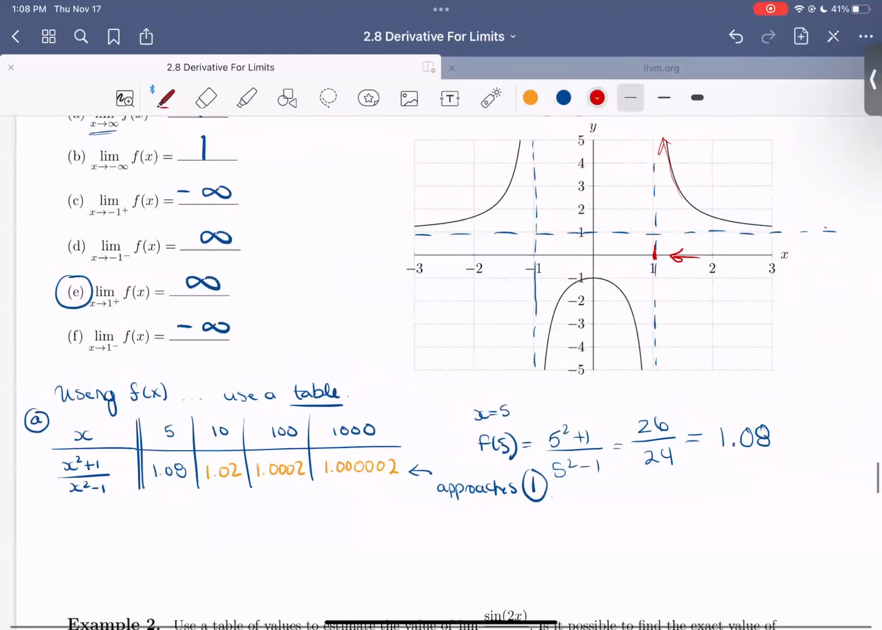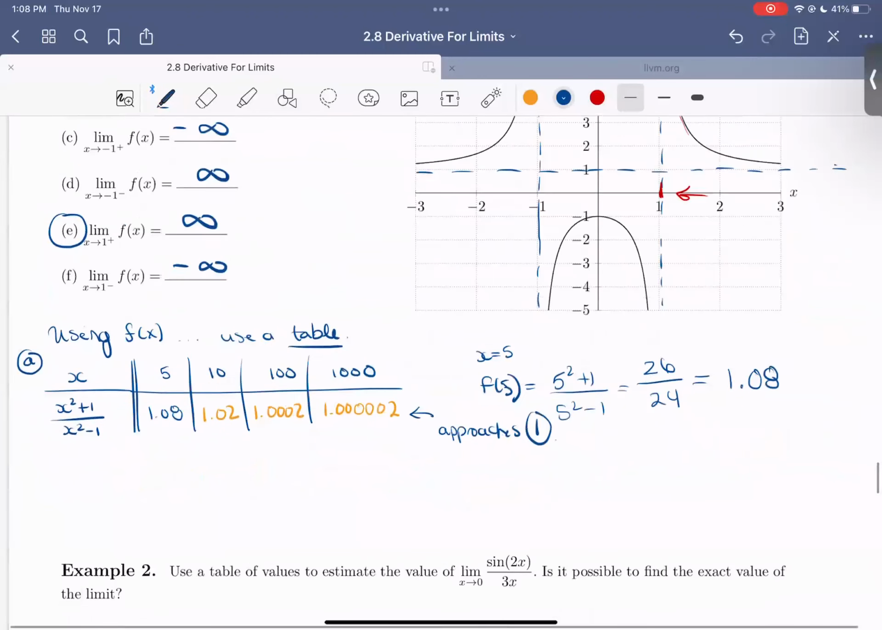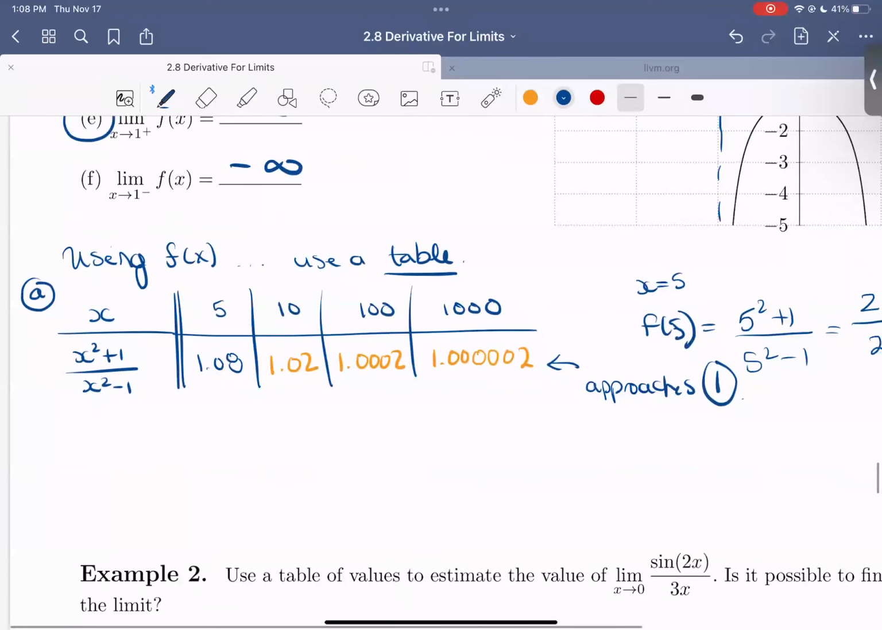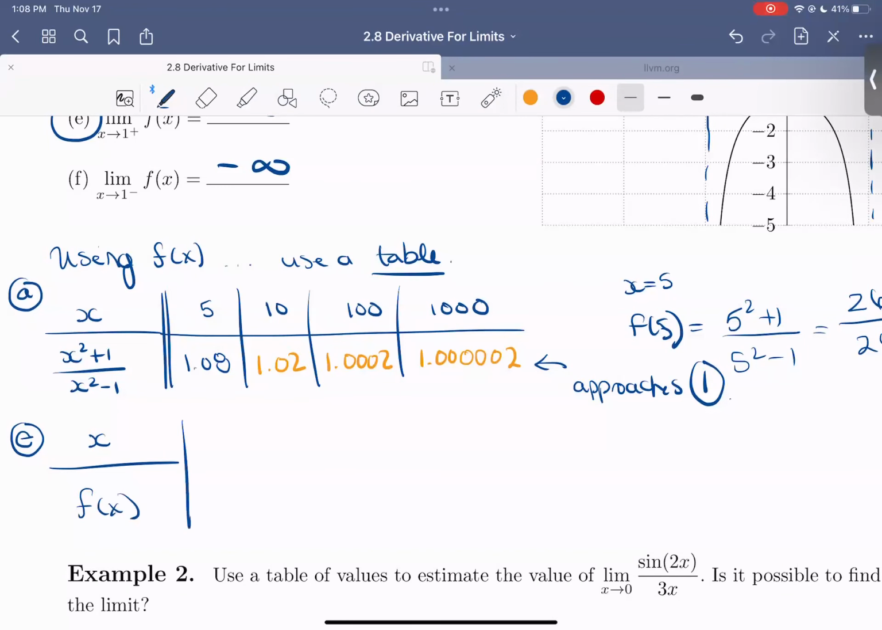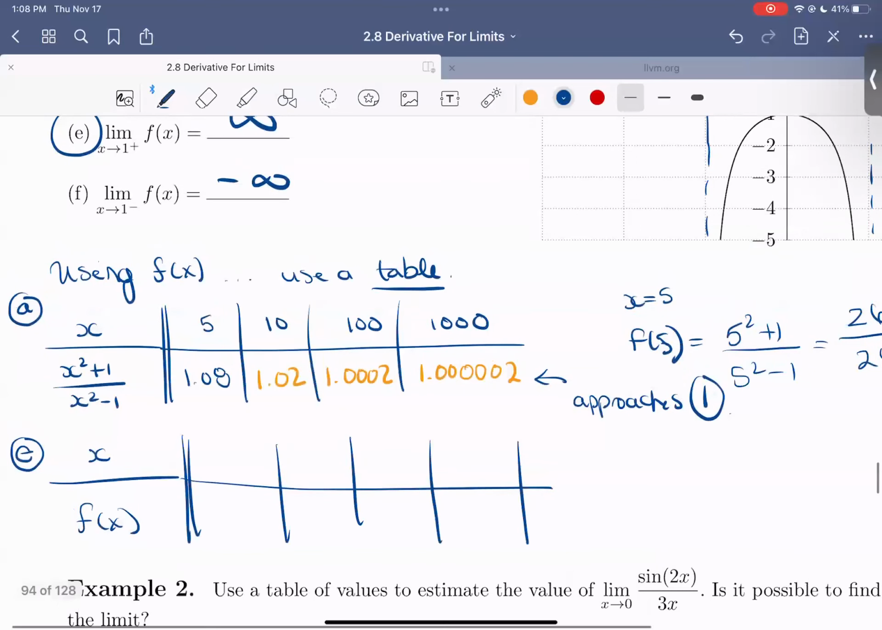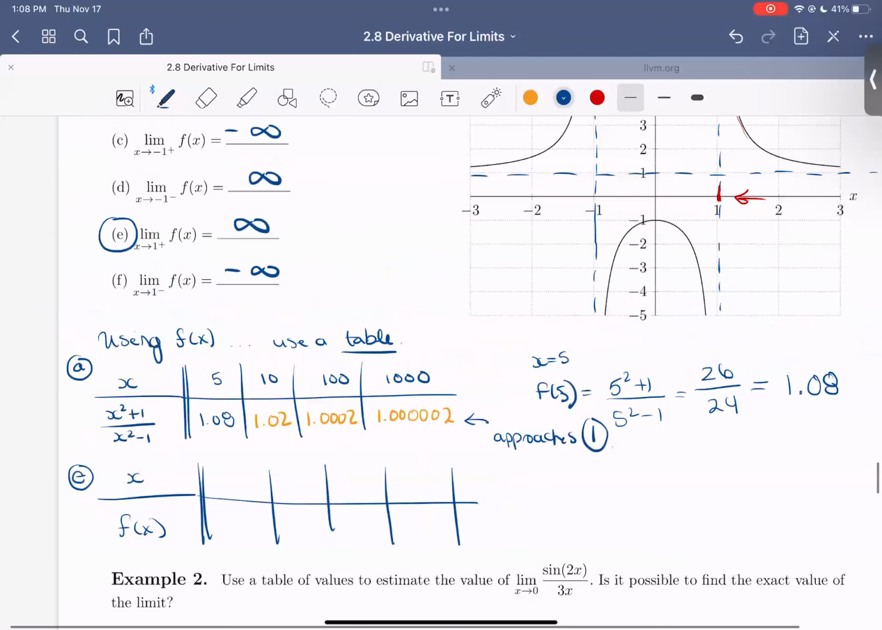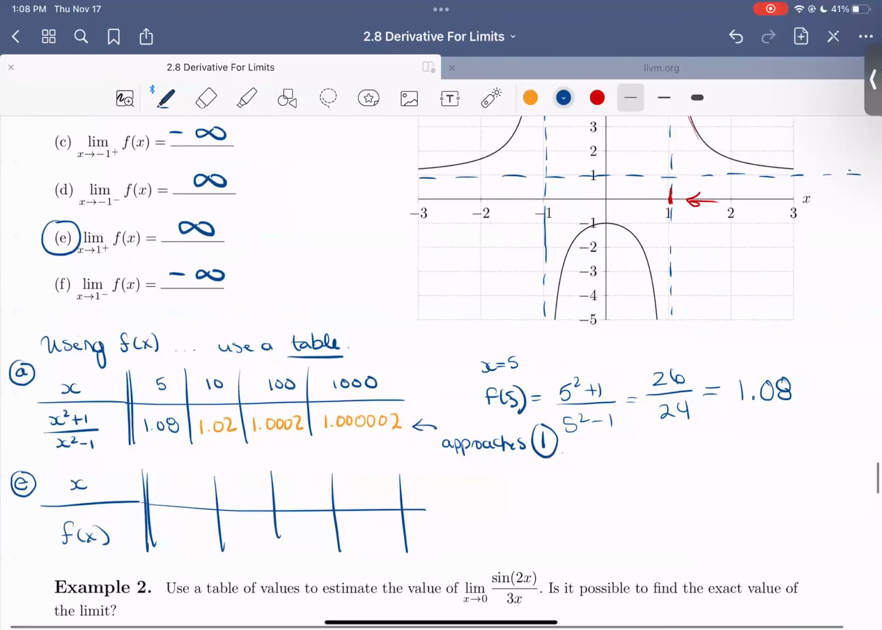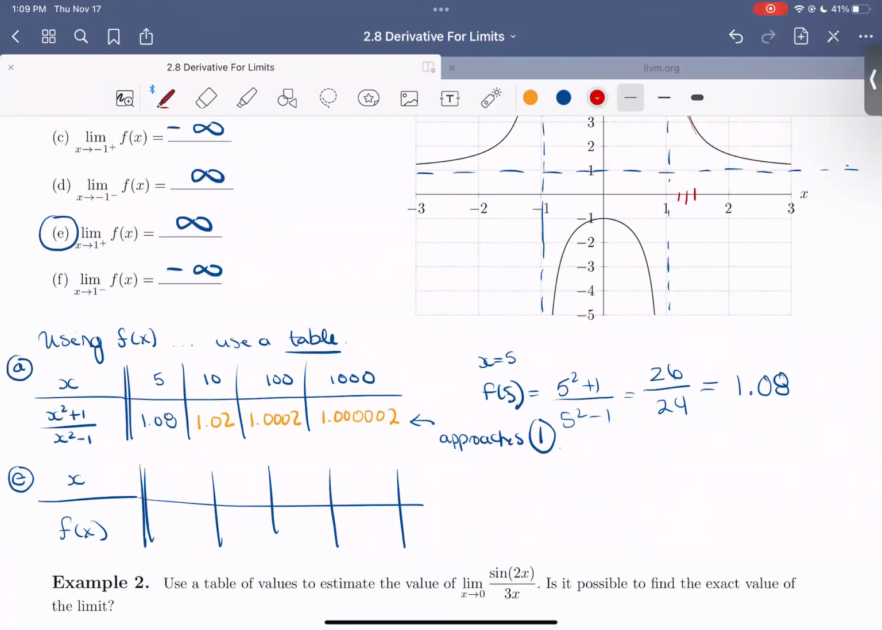Well, we can use the table again. So we're going to look at input values compared with their f of x values. So what are the input values here? Well, again, we're looking at x going to 1 from the positive direction. So that means I'm going to start out a little bit farther away from 1, and then get closer and closer to 1.